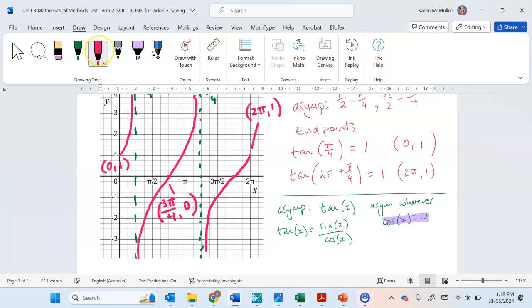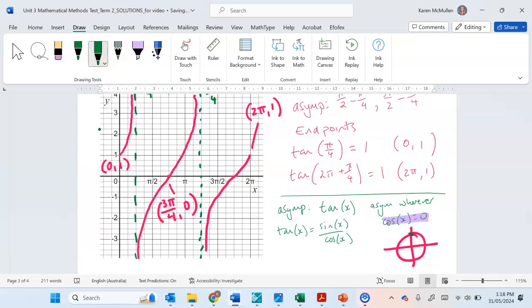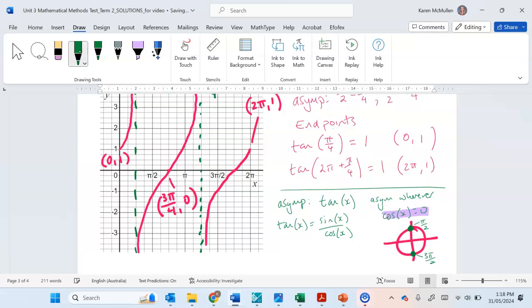So if you think of your unit circle, cos is going to be equal to 0 here and here. So it's 0 at pi on 2 and 3 pi on 2. And then multiples of them, obviously.